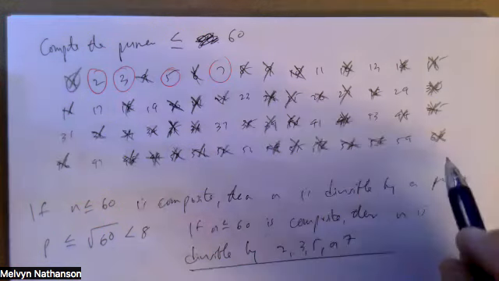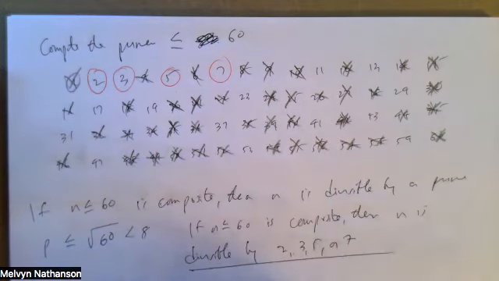Any number up to 60 that's composite has been crossed out, because every number up to 60 that's composite is divisible by 2, 3, 5, or 7. So the numbers that are left, it's like a sieve. We have sieved out the composite numbers. Any number that's left must be a prime.